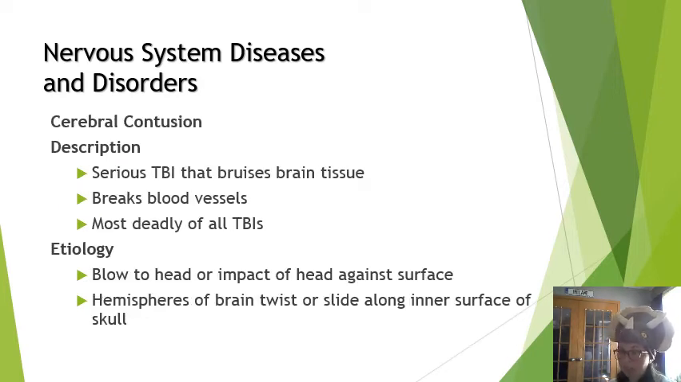A cerebral contusion. This is a bit more serious than a concussion. It's a very serious TBI that bruises the brain tissue. The bruising brings about several broken blood vessels. It's the deadliest of all TBIs. The etiology would be a very severe blow to the head or impact of head against a surface, or even the hemispheres of the brain wind up twisting or torsioning and sliding along inner surfaces of the skull.